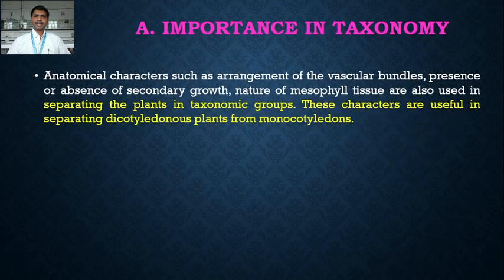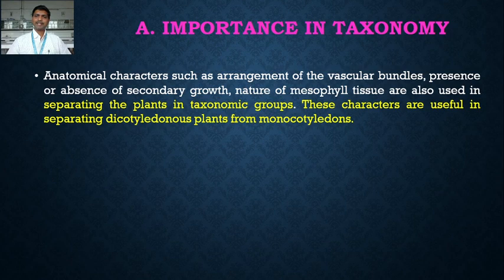Anatomical characters such as arrangement of the vascular bundles, presence or absence of secondary growth, and nature of mesophyll tissue are also used in separating the plants into taxonomic groups. So different taxonomic groups have been made on the basis of certain anatomical characters such as the arrangement of the vascular bundles. If you take the example of the arrangement of vascular bundles, in case of monocots, the vascular bundles are conjoined, collateral and closed type.